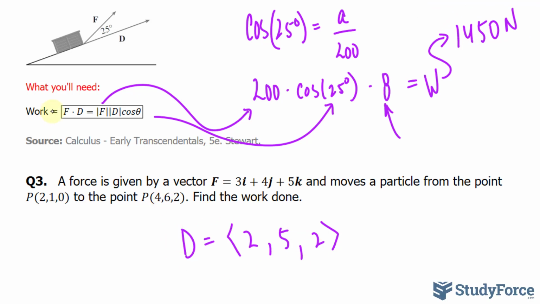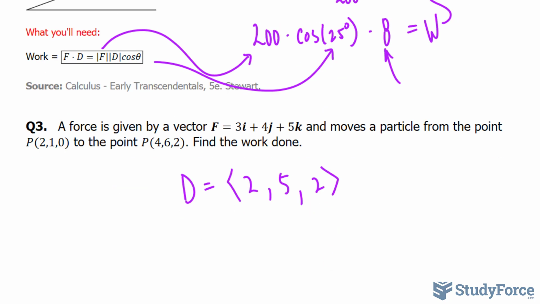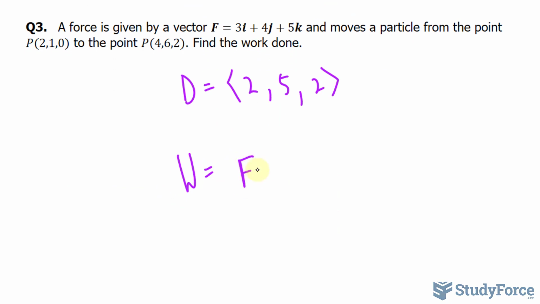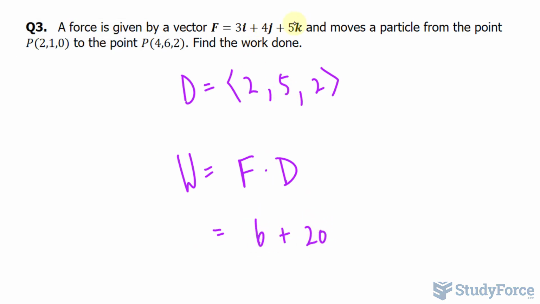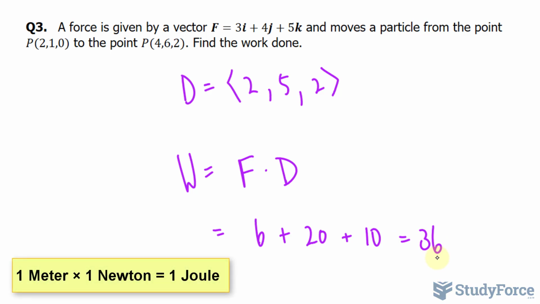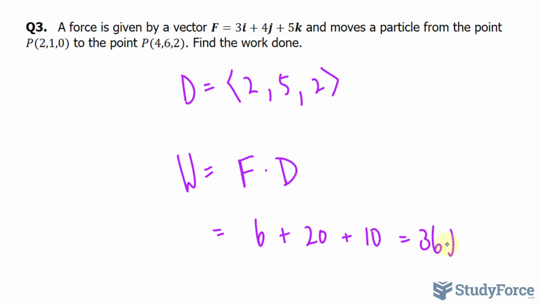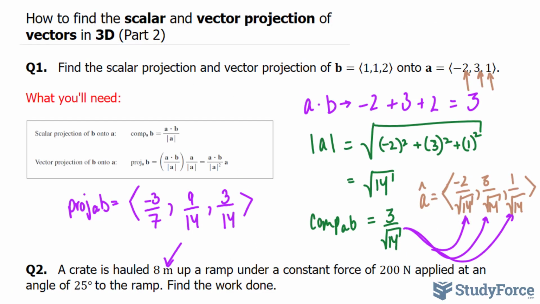Now, as before, we defined work to be the dot product of the force and the displacement. We already know the vector for the force. It's right here. So what we will do is say that work is equal to F dot D. We have 3 times 2, that's 6, plus 4 times 5, that's 20, plus 5 times 2 is 10. Adding all this up, we end up with 36. And if the unit of length is in meters and the magnitude of the force is measured in newtons, we can say that the work done here is 36 joules. Of course, if you make those assumptions. And there you have it. That is how to apply the scalar and vector projection of vectors in 3D.